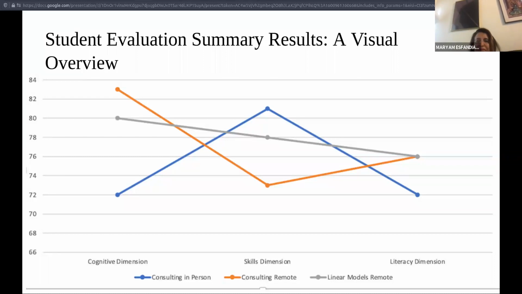Oddly enough, or interestingly enough, you see that the cognitive dimension is higher for the 2 courses that were taught post-pandemic. And this one I can explain, because in the linear model course and in the course based on COVID, there was not as much variety in the project. So it was more structured, and the knowledge they had to learn was more structured. And we actually had to create a lot more structure because it was online.